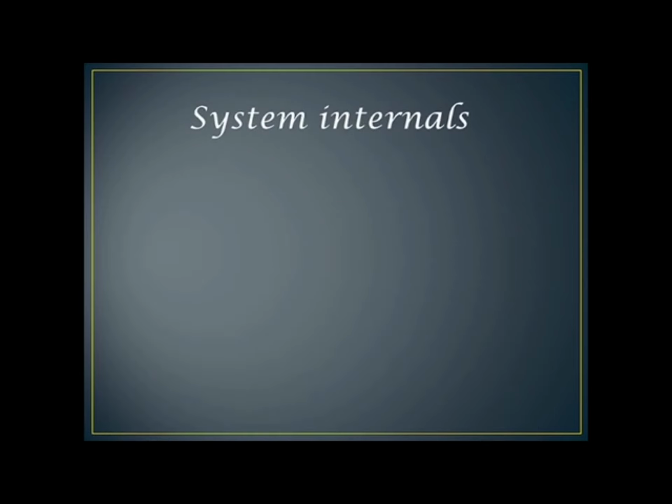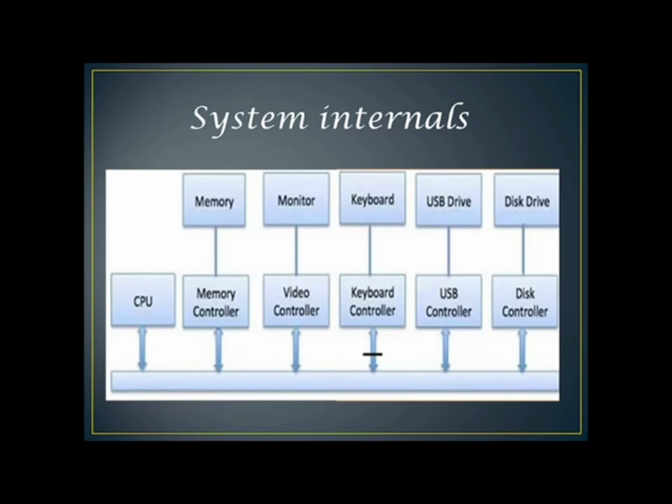Let us talk about the system internals. A computer system contains various components including CPU, memory, and input and output devices connected to a bus controller. Understanding these components is essential for programming and troubleshooting. It is crucial for computer scientists, system administrators, and software developers to have a solid understanding of system internals to effectively design, troubleshoot, and optimize computer systems.